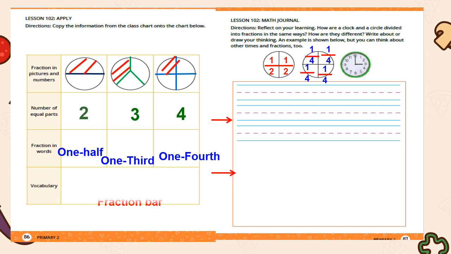The vocabulary here: numerator, denominator, and the fraction part. Next page, reflect on your learning: how are a clock and a circle divided into fractions in the same way?